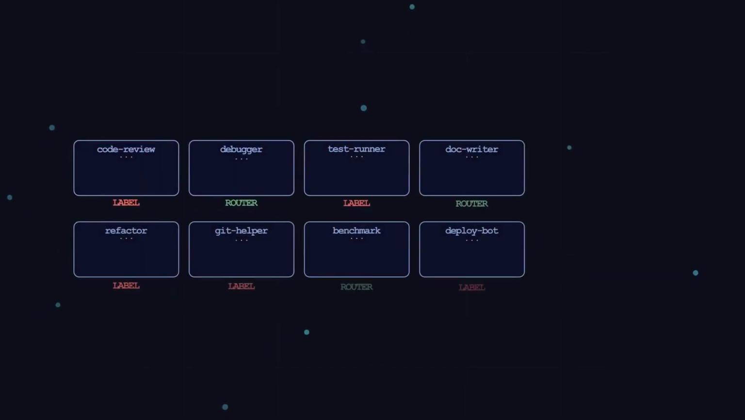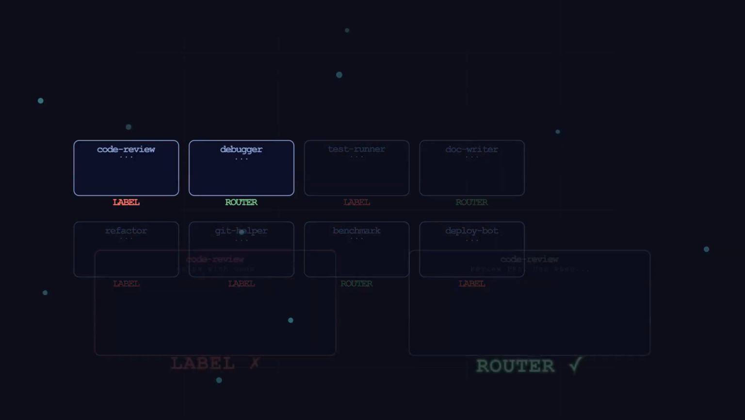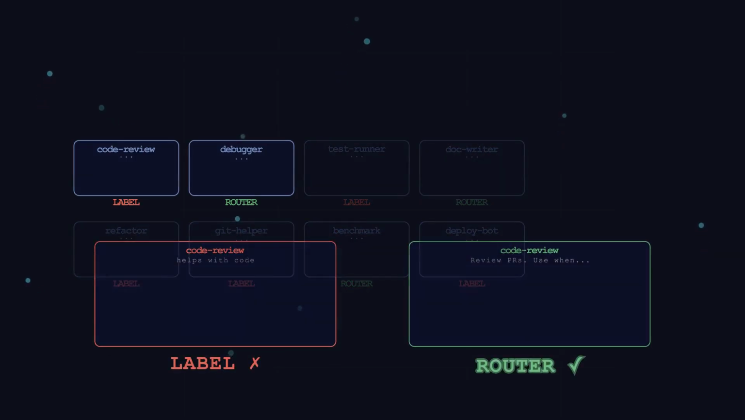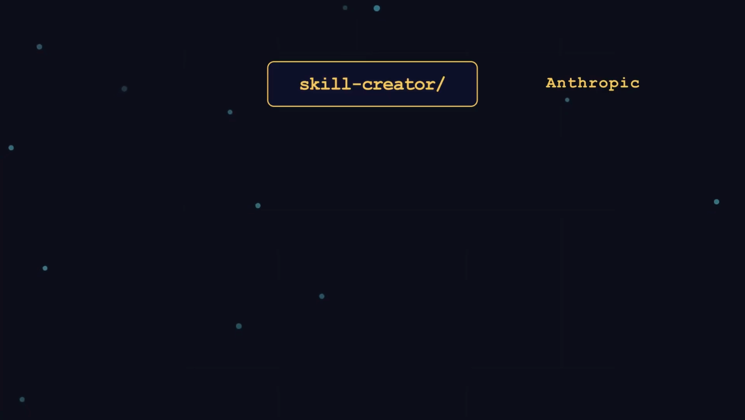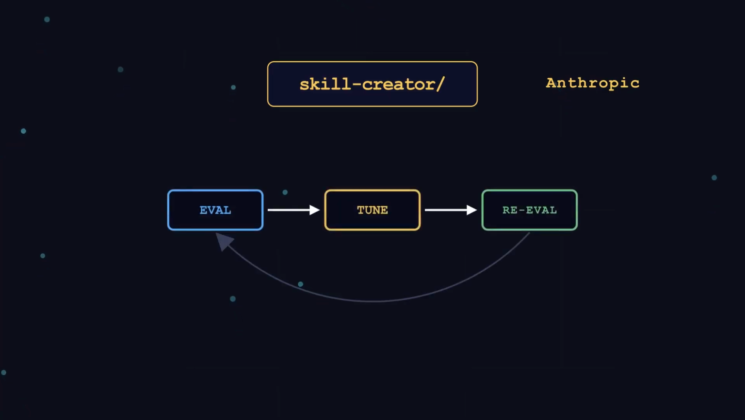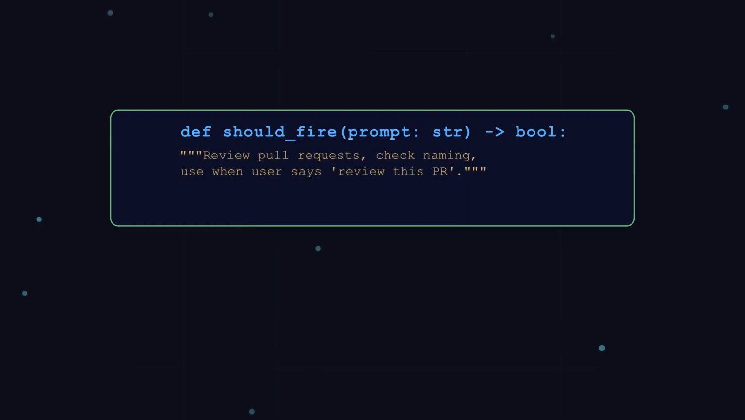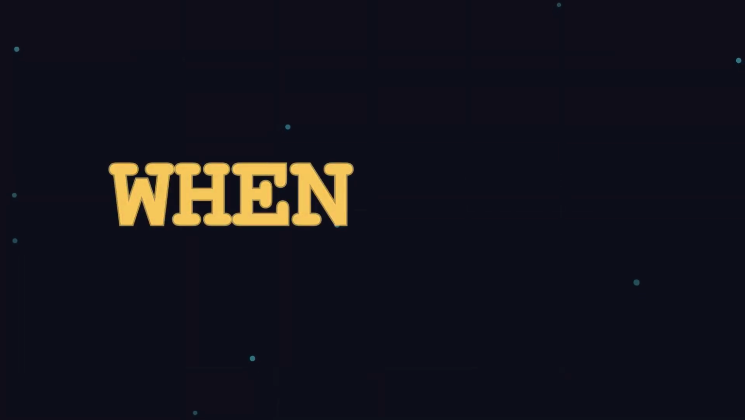This is the most common reason skills don't fire. The description was a label, not a router. Anthropic ships an entire skill called Skill Creator with an evaluation loop just for tuning these. That's how load-bearing this field is. So write the description like a function signature for the agent's decision logic. Be specific about when, not just what.